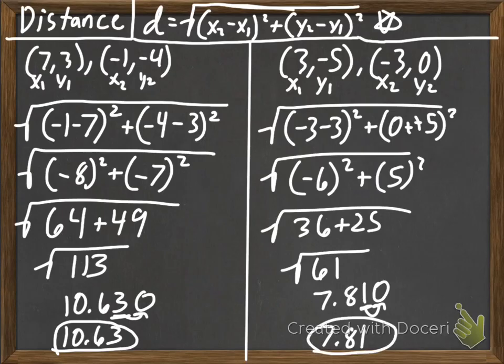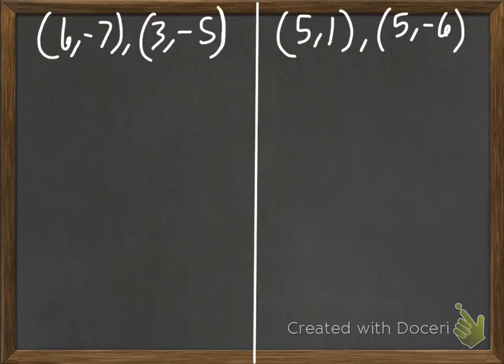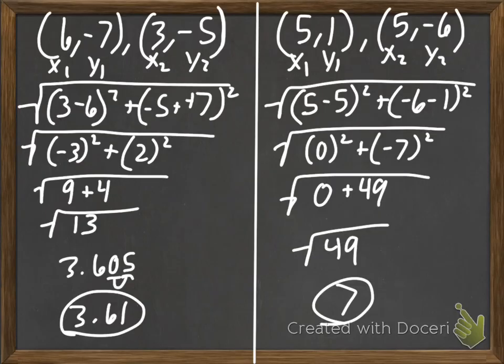So there's our distance formula. So what this tells us is how long something is. And since we're on the coordinate plane, these are units. So this is 10.63 units on our coordinate plane and 7.81 units on our coordinate plane. So now I have 2 examples for you to try on your own. So go ahead, pause the video, and do those now. And you're finding distance. Alright, so here are the solutions. Check your work with mine. After you get that done, you're done with this video.